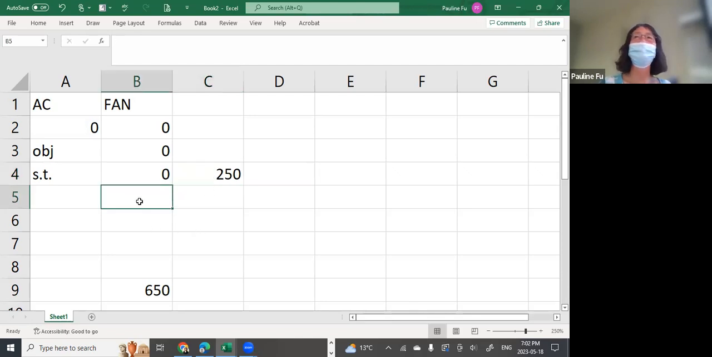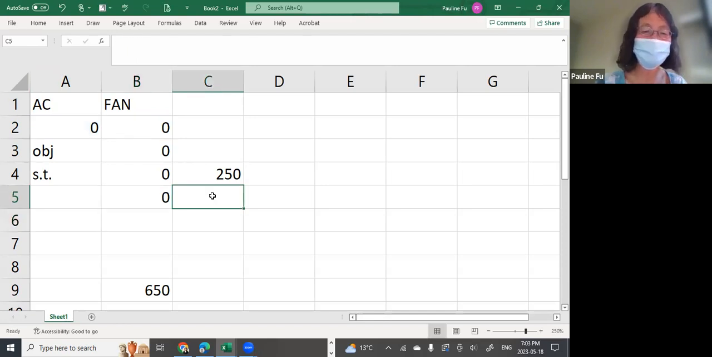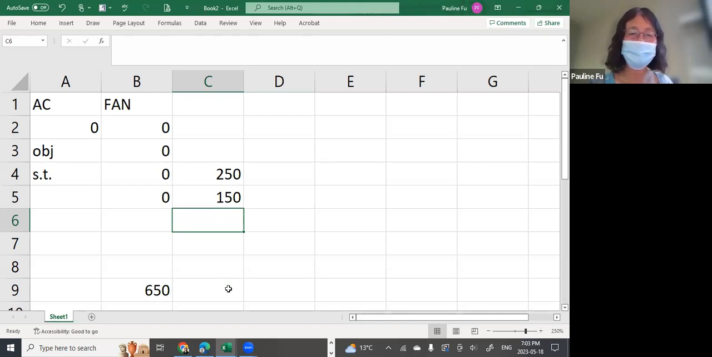This is wiring. And then for drilling, you need 2 hours of drilling for one AC. So right now you have X AC, so 2 times X, where A2 is X, the number of AC. And then for fan, you need 1 hour of drilling, so 1 times B2. And the total number of hours for drilling is 150, okay? So the first step, you need to set up Excel like this. Any questions?